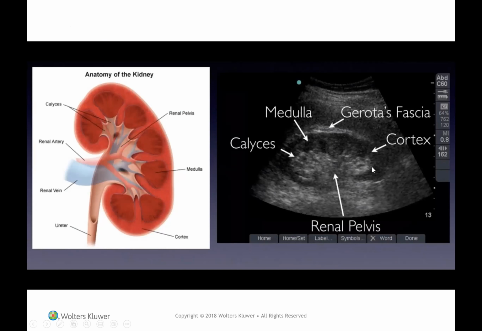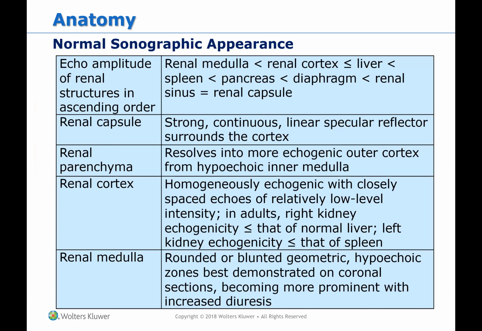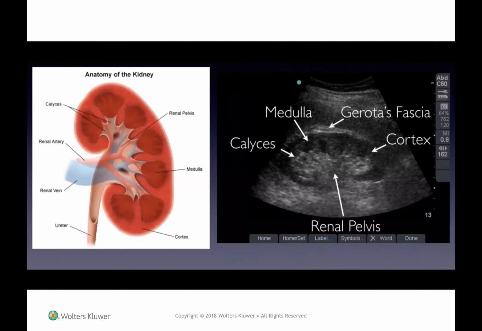That's the most echogenic portion. So that's what that's kind of talking about. So the renal capsule is the strong, continuous, linear specular reflector that surrounds the cortex. So that's like this area. It's echogenic right there.